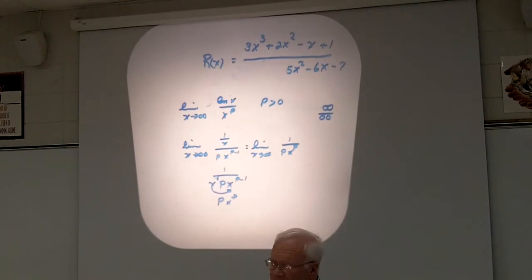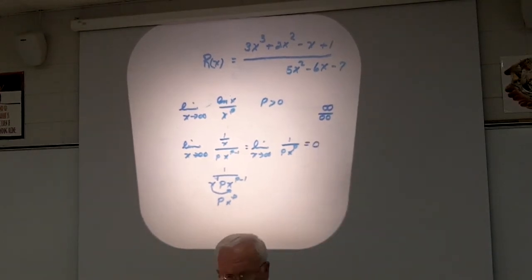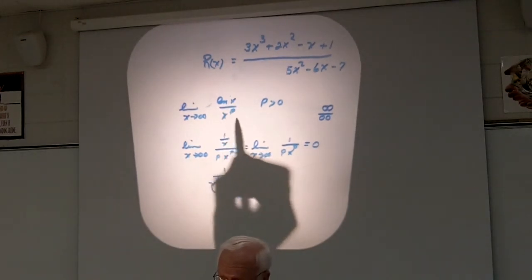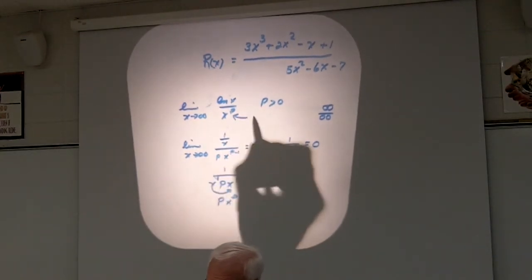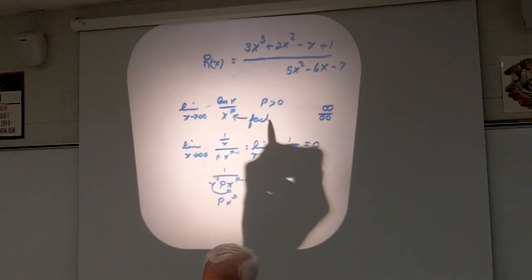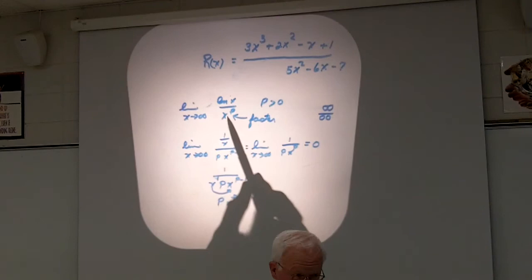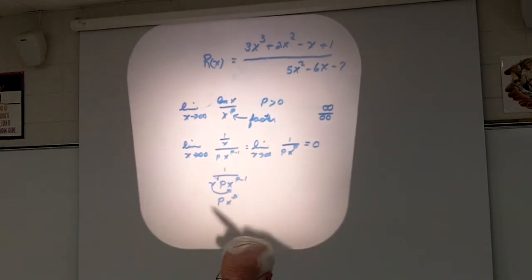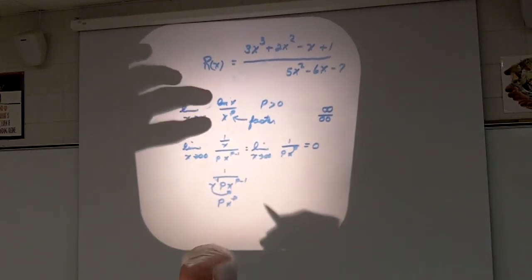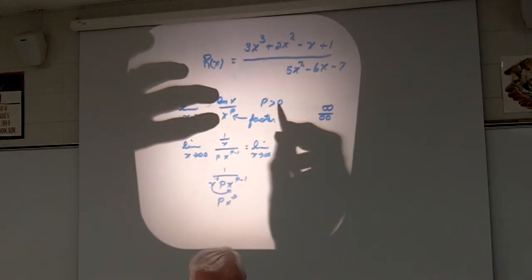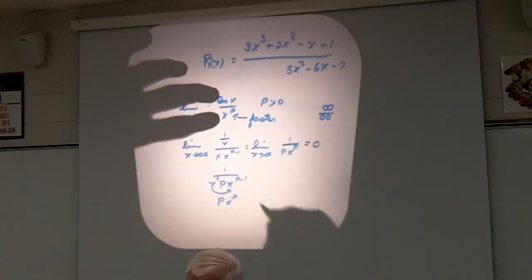Now, at this point, can I evaluate that? No. This is going to be a 0, isn't it? If that's a 0, what does this tell me? That tells me this one is growing faster than the other one. This one's going fastest. If you graph these, it would be pretty obvious. Notice p can be any number that's positive, which is rather interesting.